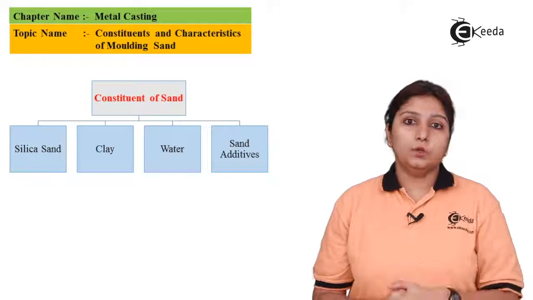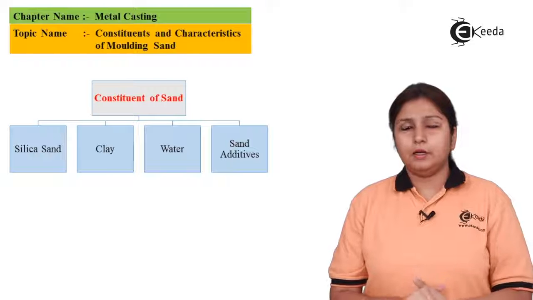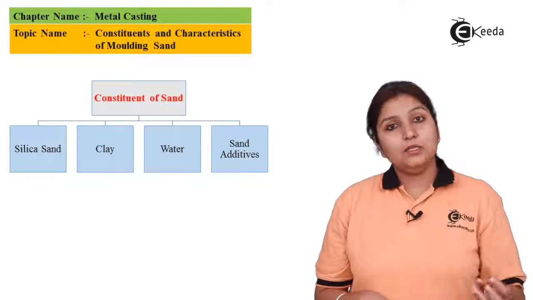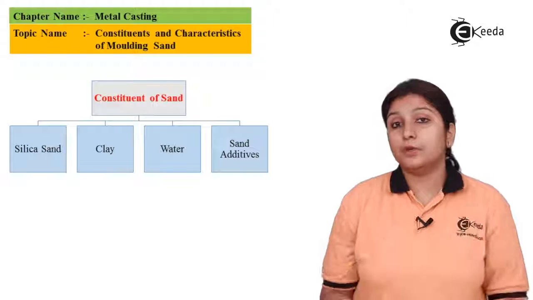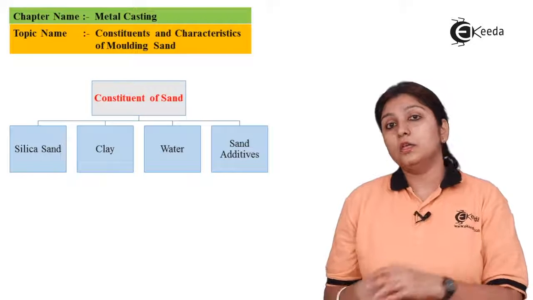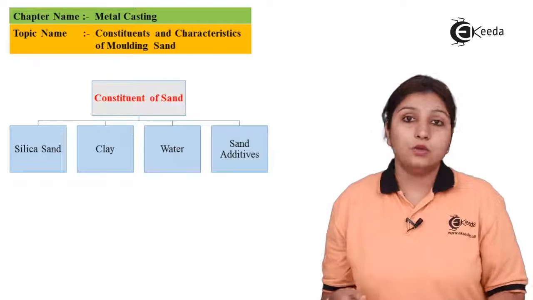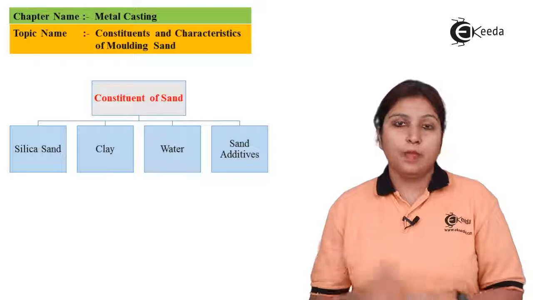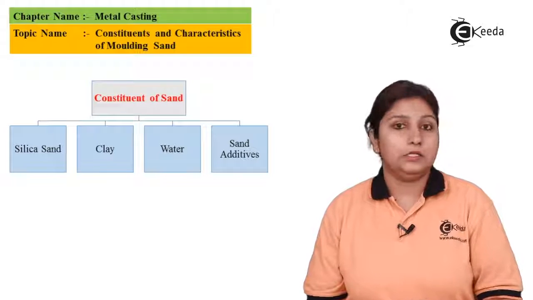And the fourth thing which I'm telling you is additive. Additive can be of any type. It can be small granules, cereals, etc. These are just added. It's a kind of catalyst which enhances the property of your sand. So all these things mixed together, some silica, a proper quantity of clay and water, and some additive, then you can use it for your normal casting purpose.